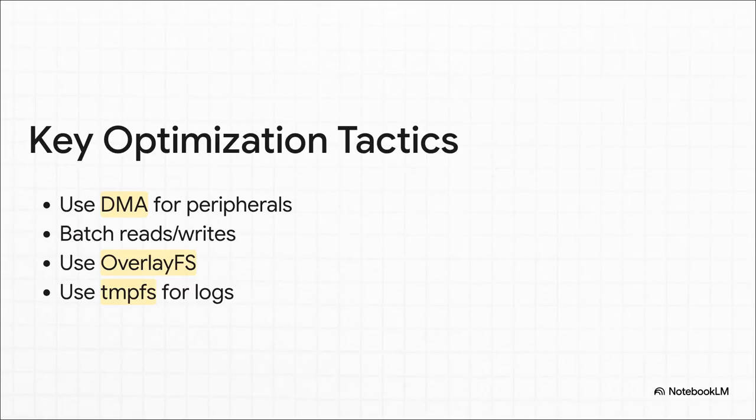So here are some of the most effective strategies you can use. First, DMA, direct memory access. This lets your peripherals talk straight to memory without bothering the CPU. It's a game changer. Then, batching your reads and writes. Instead of lots of tiny, chatty conversations, you have one big, efficient data transfer. Using something like OverlayFS gives you a read-only file system, which is amazing for performance and the lifespan of your storage. And finally, tmpfs. This is basically a chunk of your RAM that acts like a super fast hard drive, perfect for temporary files or high-frequency logs.